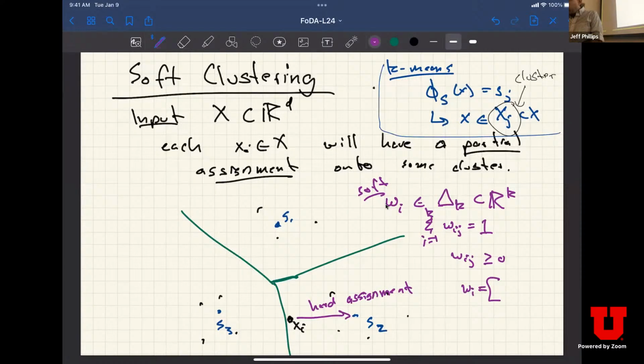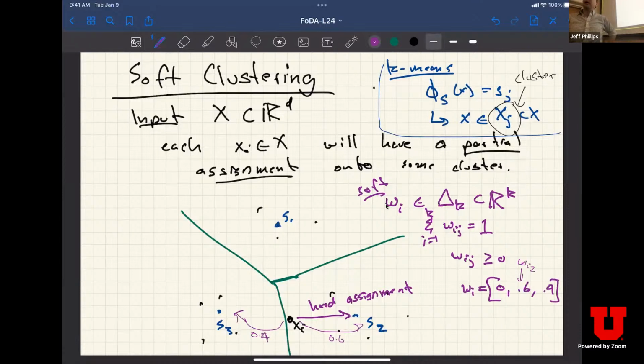For instance, I could say wi is going to be equal to (0, 0.6, 0.4). Okay, so this value is wi2. This is the assignment probability onto cluster 2 is 0.6, and a probability of 0.4 onto S3. It's closer to the site S2, so it's given a higher probability. It's next closest to site S3, so it's given a 40% probability, and it's pretty far from S1, so I can give it a 0 probability. I don't think it's part of cluster S1. So that probability is 0, and that's the first term in this vector.